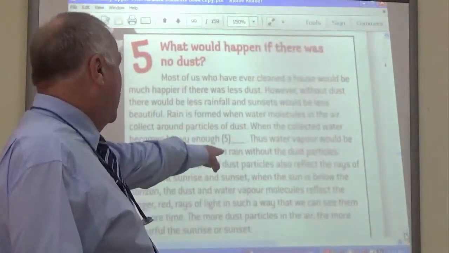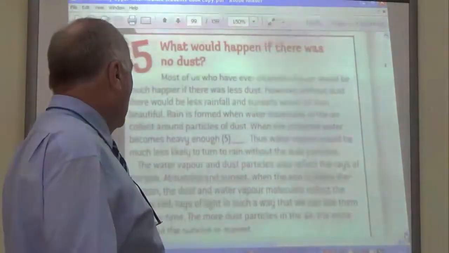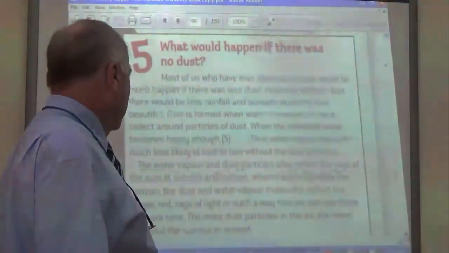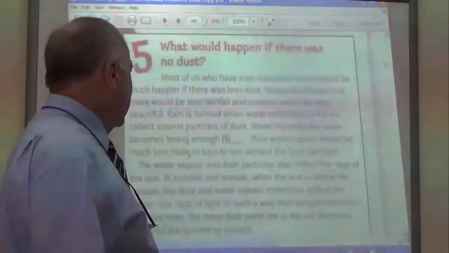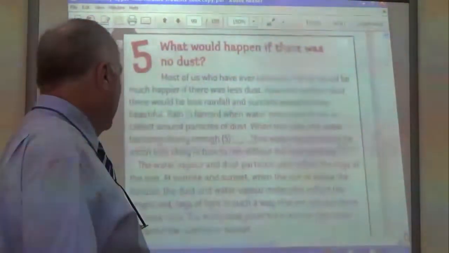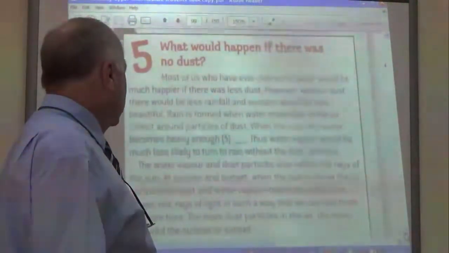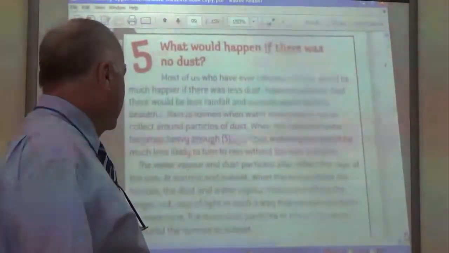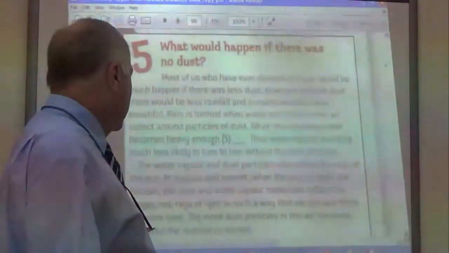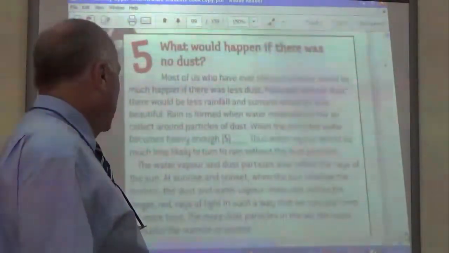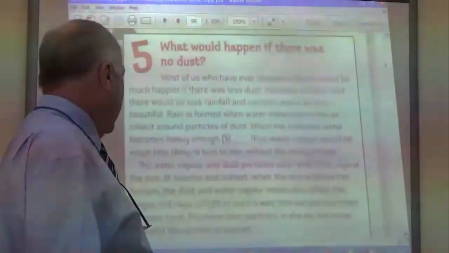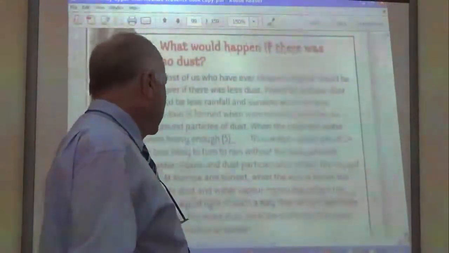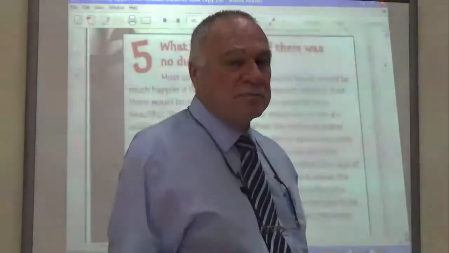So the water vapor and dust particles also reflect the rays of the sun. At sunrise and sunset, when the sun is below the horizon, the dust and water vapor molecules reflect the longer red rays of light in such a way that we can see them for more time. The more dust particles in the air, the more colourful the sunrise or sunset.